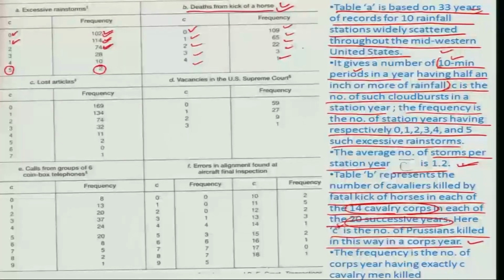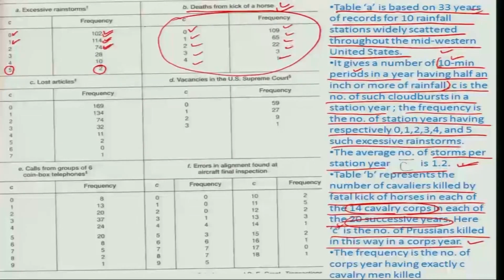So in fact the data size is large because of this, and you have made an abridged statement by saying station years, so that you can record all the frequencies in terms of the number of such incidents which are occurring. But in the case of deaths from kick of a horse, you are basically monitoring 14 cavalries across 20 years. So it is a large data set, but you are abridging that to a small table here and recording the number of deaths because of such cavalry years. So this in general is a way of representing or abridging a larger database by a smaller table.